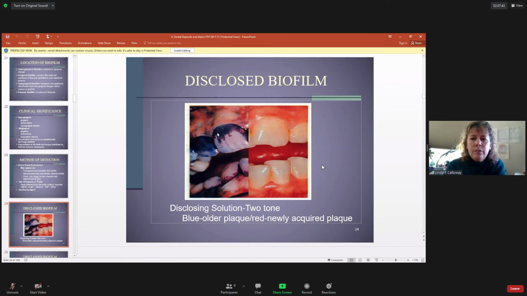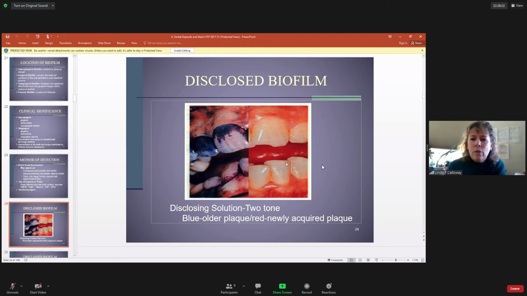So here's our disclosed biofilm. This is using the two-tone. The blue shows older plaque. The red shows the newly acquired plaque. So this patient has a lot of older plaque. This is showing the undisclosed surface. You can't really see the extent of the plaque.